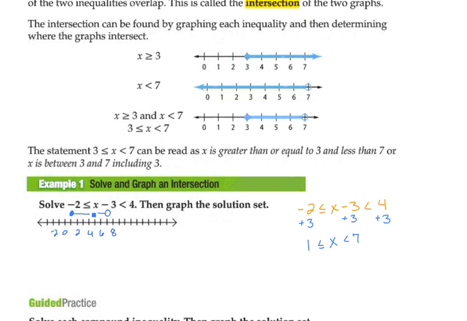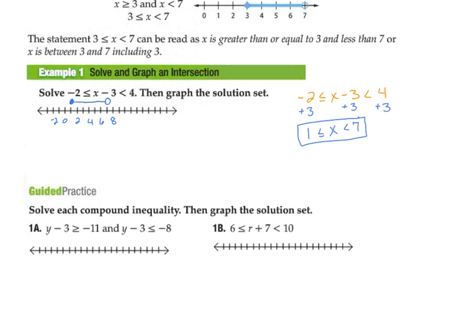So one check, when we know that we're dealing with an "and" solution, we should have our smaller number on the left, our bigger number on the right, and both of our signs are pointing to the left. That doesn't mean both of them mean less than, but they are pointing to the left. So a nice little check to make sure that we are correct. And then when we graph it, our graph should be true as well.